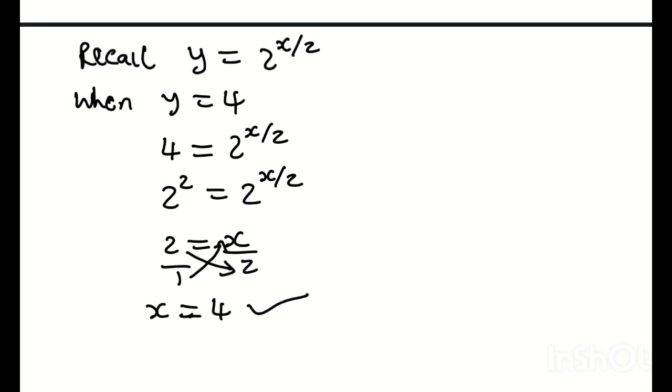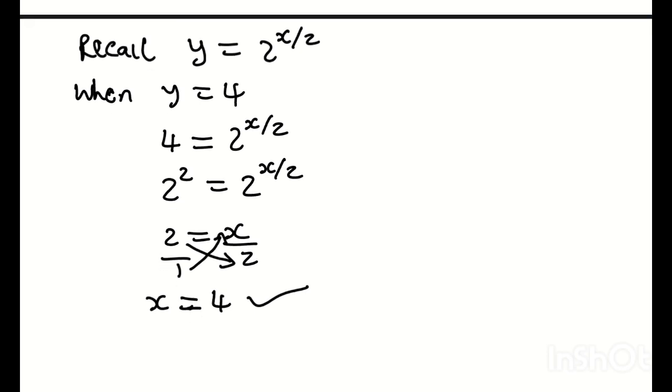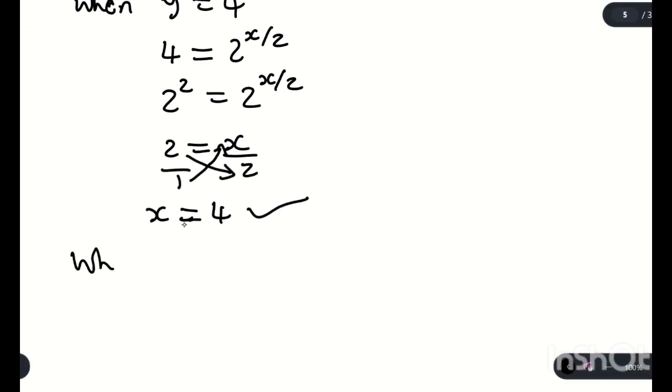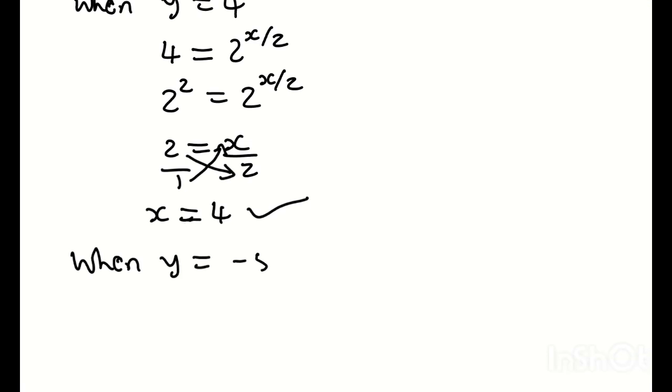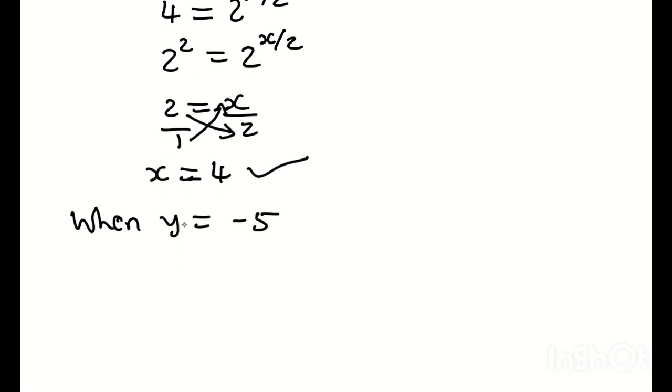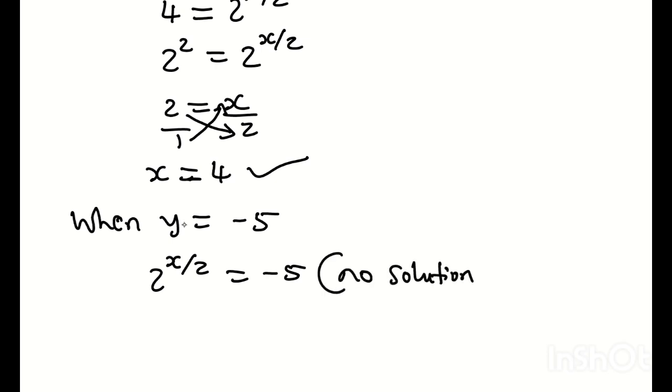But what about when y is equal to minus 5? Remember, our y is 2 raised to the power of x over 2, which is equal to minus 5. But looking at this now, because this is a negative number, there's no way we can get the value of x. So here there is no solution. And we say no solution. So the value of x, therefore, is equal to 4.